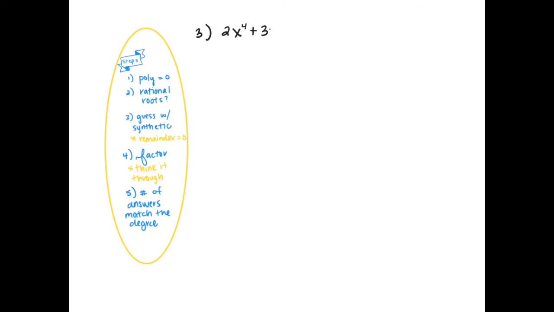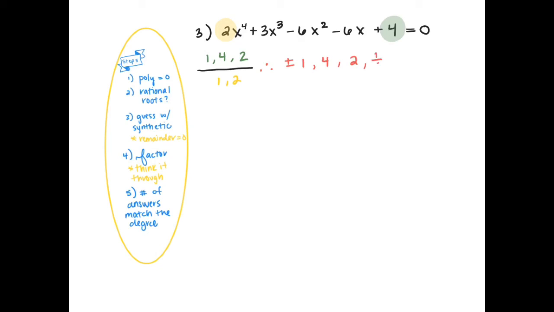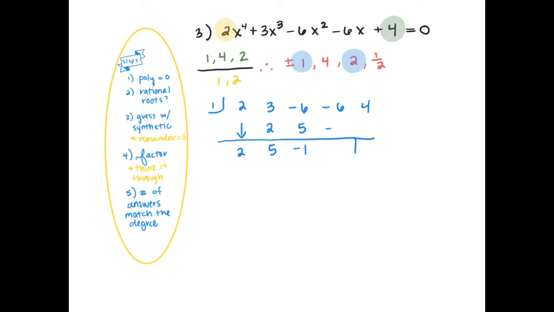Let's try one more. I've got 2x to the 4th plus 3x cubed minus 6x squared minus 6x plus 4. Already equals 0, so I need my factors of 4: 1, 4, and 2, and my factors of 2: 1 and 2. So now from here, I'm going to divide. So 1, 4, and 2 divided by 1 is just itself. And then when I divide by 2, I've got 1/2 and then 2 and 1 again. Make sure you don't repeat them, okay? Now my promise to you, again, don't worry about the fractions, and the smallest 2 will work.